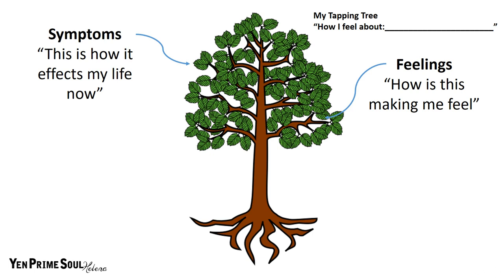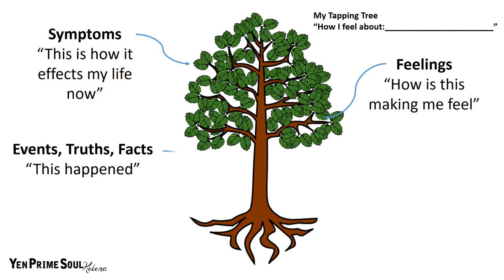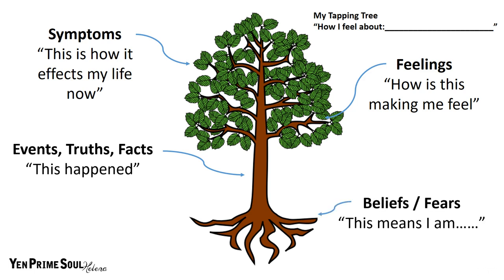The trunk represents our truths and facts, and sometimes also things that have happened to us. It describes something we can prove. For example, your weight, last night's dinner, the car crash, last year's vacation, and so on. The last and the most foundational part of the tapping tree are the roots. This is where the beliefs and fears are, the things that are really holding us back.